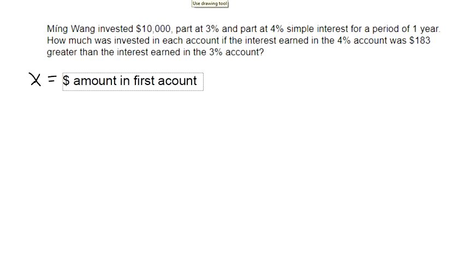Okay, so you probably already read through it, but the big idea here is that we have $10,000 we're trying to invest. We don't know how much goes in the 3% account. We don't know how much goes in the 4% account. So I said, let's say X is the amount of money in the first account. It could be $1,000. It could be all $10,000. It could be something in between. It could be $0. Then that means the amount in the second account is going to be 10,000 minus X.